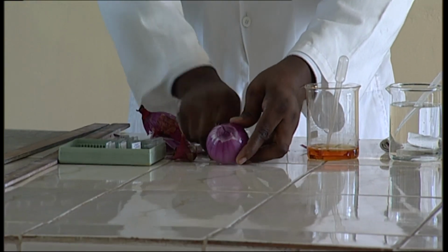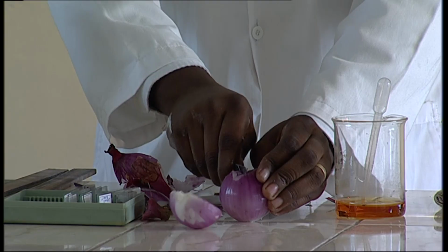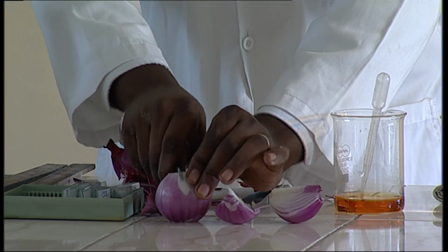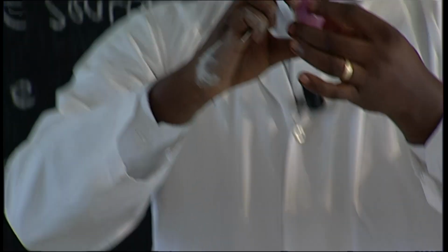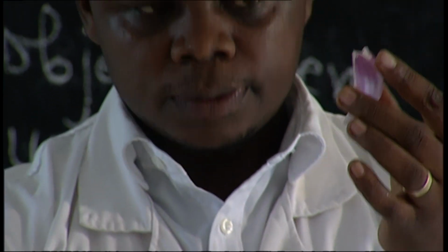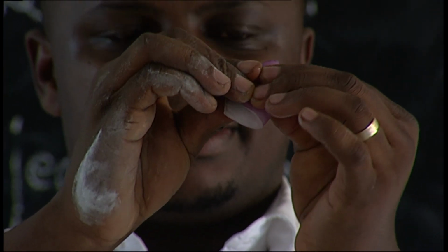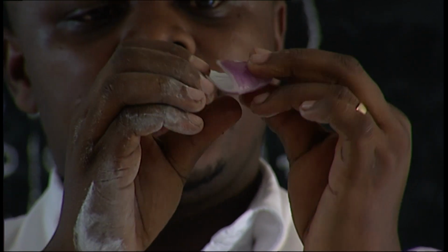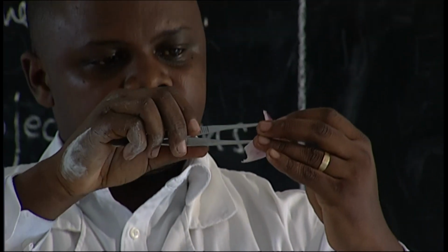Then I can cut the onion into 4 pieces. Then from there, I can remove one part. Then from this part, I can be able to extract the internal part using the tweezer.